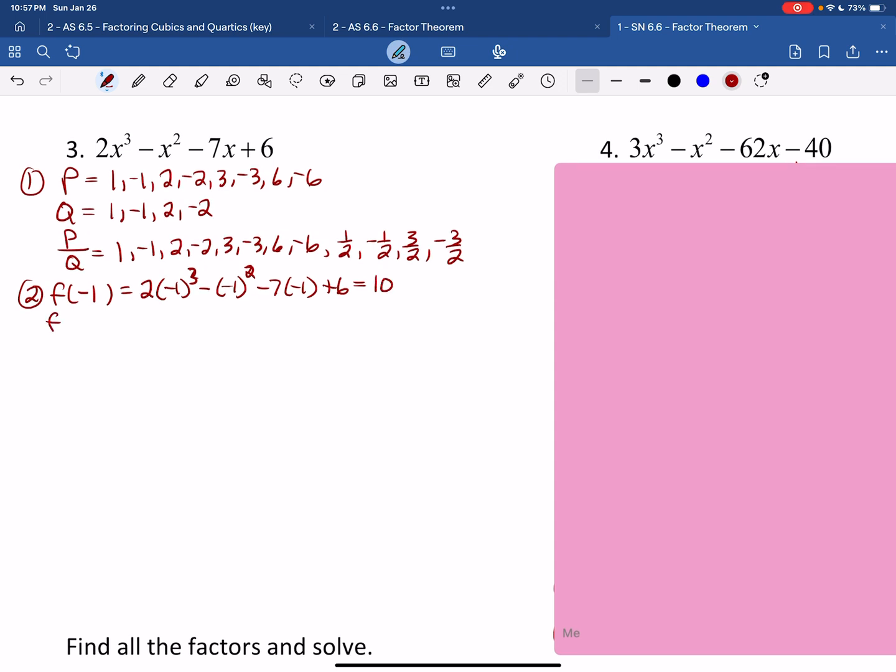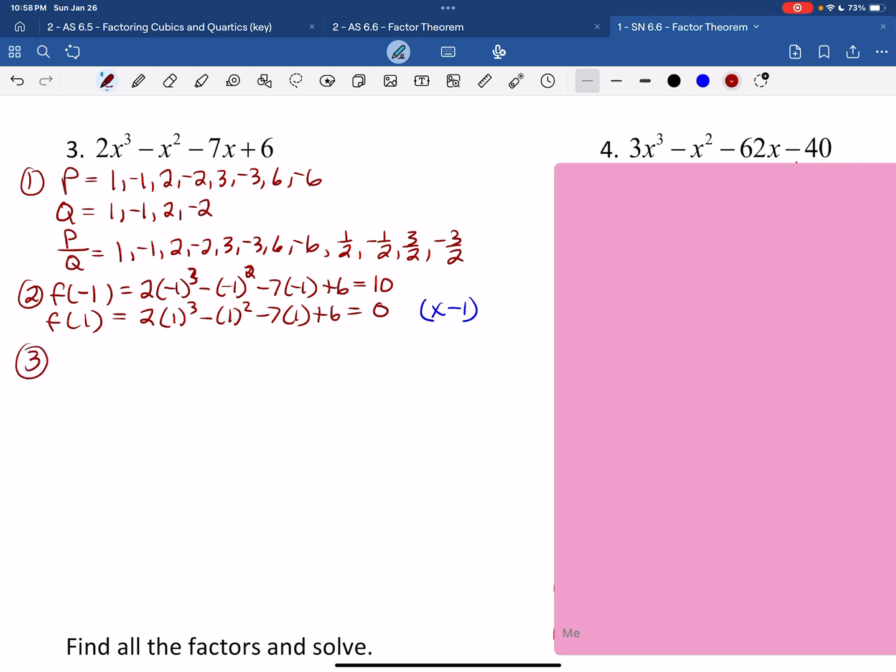So now let's go f of 1. So 2 times 1 cubed minus 1 squared minus 7 times 1 plus 6. Okay, so this is going to be 2 minus 1, and 2 minus 1 is 1. 1 minus 7 is -6, and -6 plus 6 is 0. There we go, I got my 0. All right, so what factor is that? That's going to be x minus 1, my first factor.